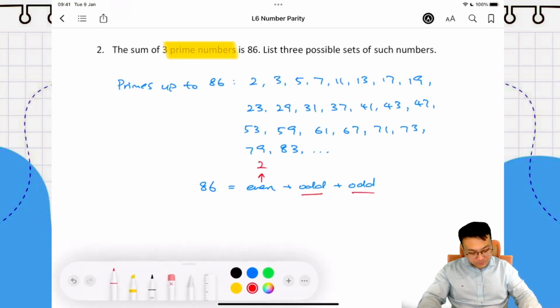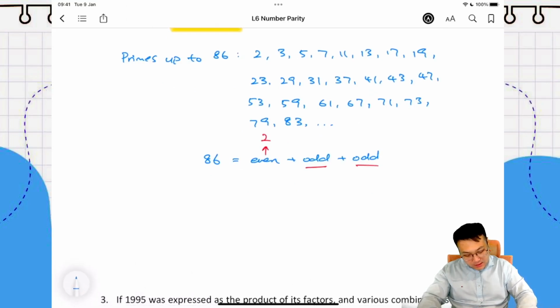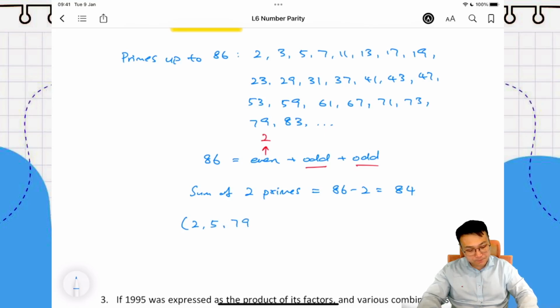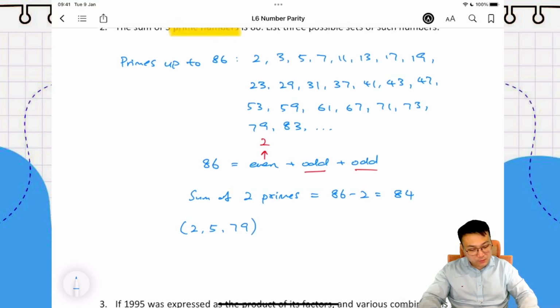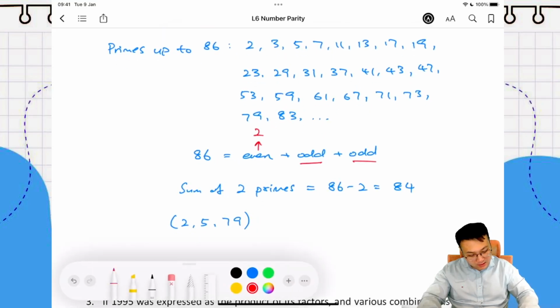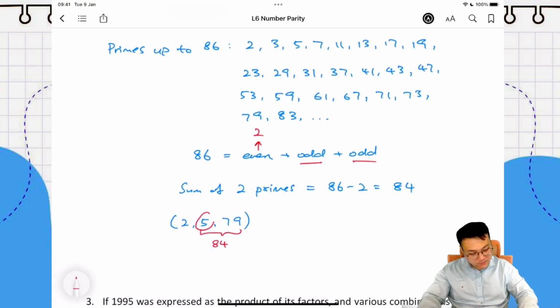So we are going to just write down the sum of the other 2 primes must be 84. Okay, so let's form one set. I know that the number 2 is going to be involved. Let's try for the smaller numbers first. 2 plus 5 plus 79. These 3 numbers will add up to 86. And as you can see, the sum of the other 2 prime numbers is 84. Okay, so that's one set for you.